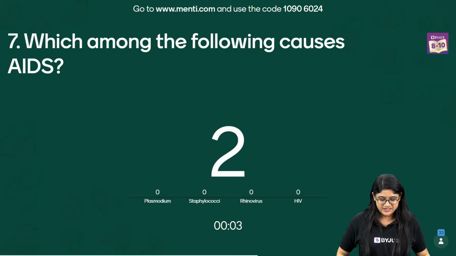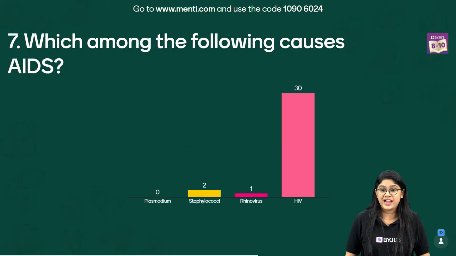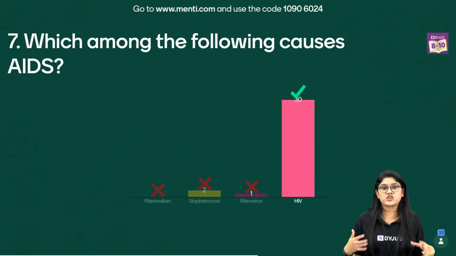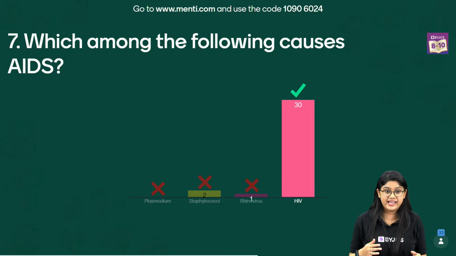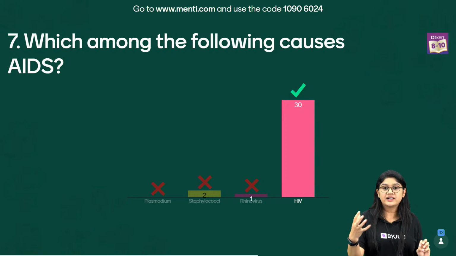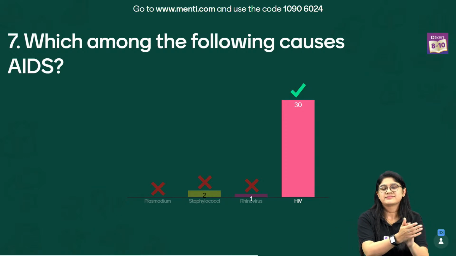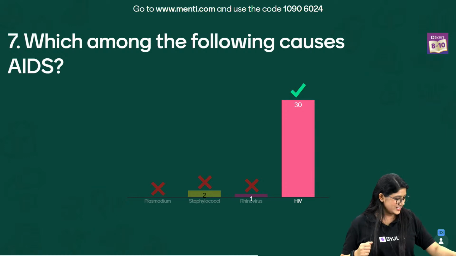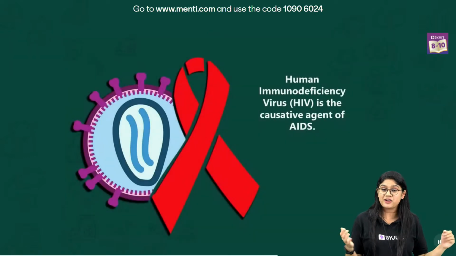Dab, yes. 3, 2, and 1. And the time is up. The correct answer is HIV, right? It's a virus and it is a cause of AIDS. Very good. Yes? So, 30 of you out of 33 have voted for the correct answer. Congratulations. Right, let's move ahead and look at the solution part of it.